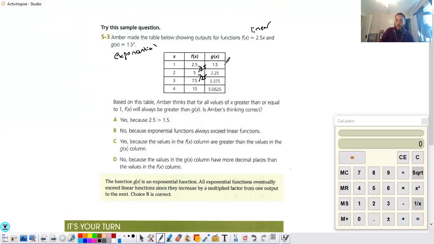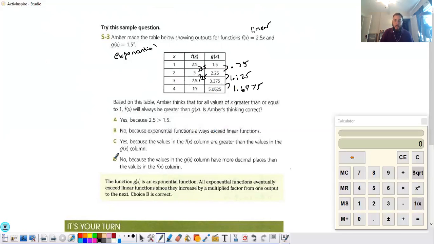If we look at our exponential function, from 1 to 2, it increases by 0.75. Then from 2 to 3, it's going to increase by 1.125. And then if we keep going, it starts to increase by 1.6875. So we see it's increasing by more and more each time we go further into the positive numbers with our x's, so eventually g of x is going to be greater. So she is not correct.